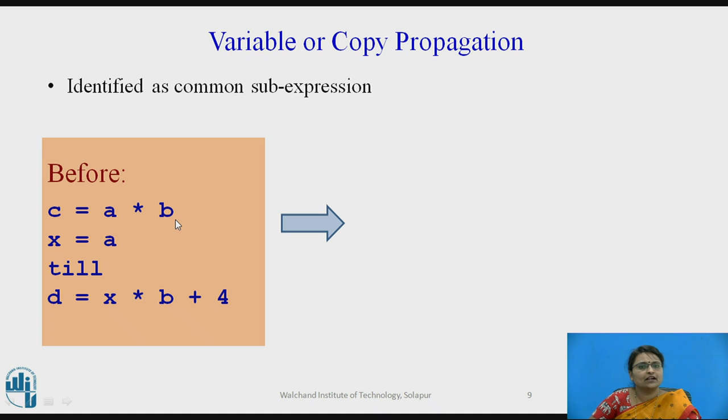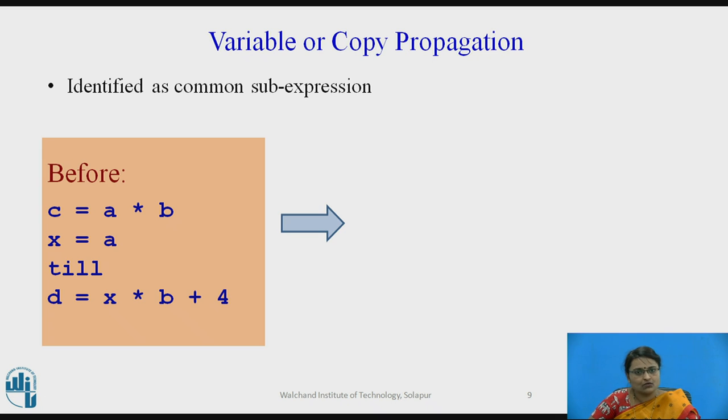C equal to A multiplied by B is there, X equal to A is there, and then D equal to X multiplied by B plus 4 is there. So this is one block of code. And if this is the code, you can see here that C equal to A star B is there, and the value of X is assigned as A, and that X value is used here as some value in this expression.